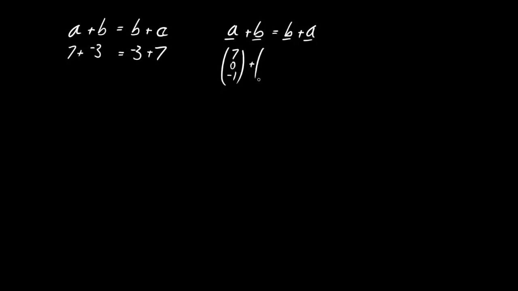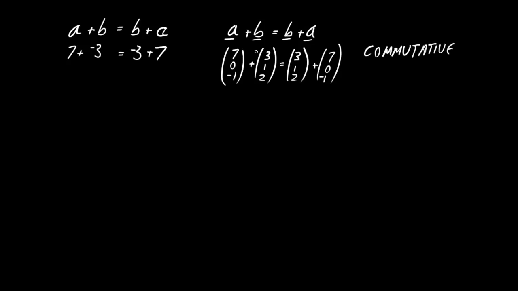Let's just write out an example. 7, 0, minus 1 plus 3, 1, 2. Is it equal to the vector 3, 1, 2 plus the vector 7, 0, minus 1? Of course it is, because of the way we've defined vector addition as just being the addition of each element to the corresponding element. And this property is called being commutative. So vector addition is commutative.